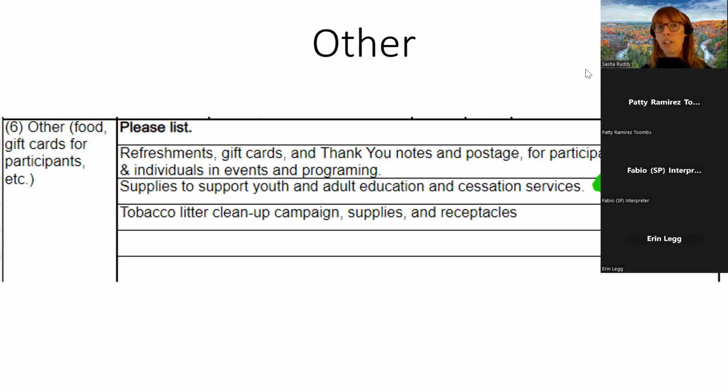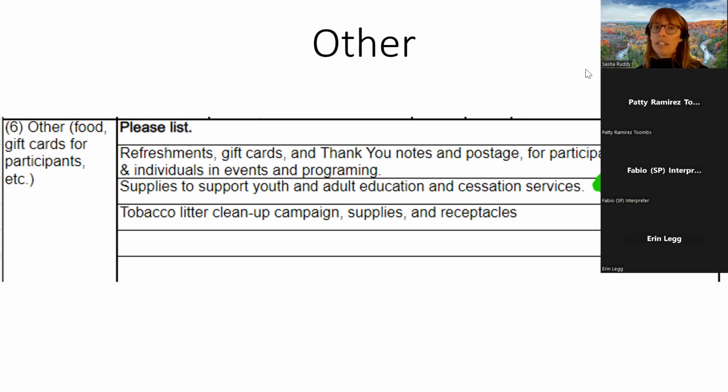What is the calculation of this cost? So we just need those details. And the next example down, there's supplies to support youth and adult education and cessation. Well, again, it's a pretty good start of telling the money story, but like, what do you mean by supplies? What does that look like?